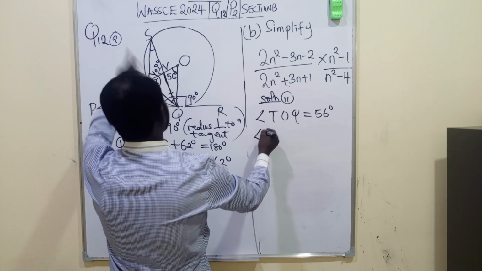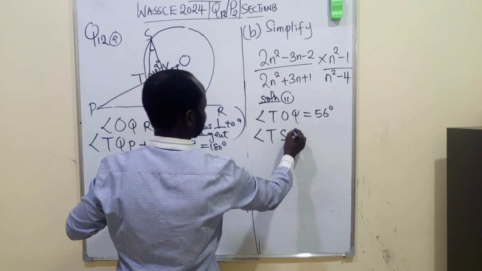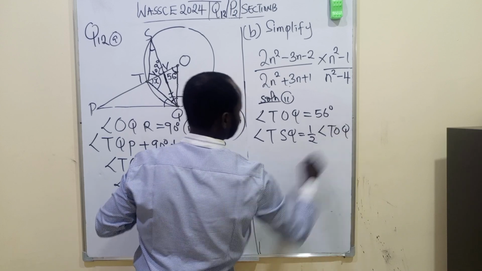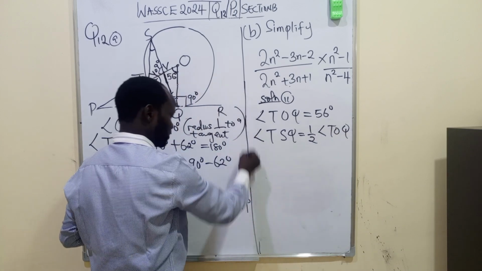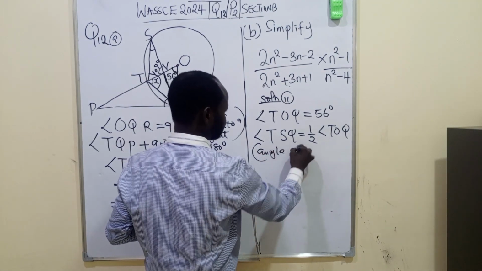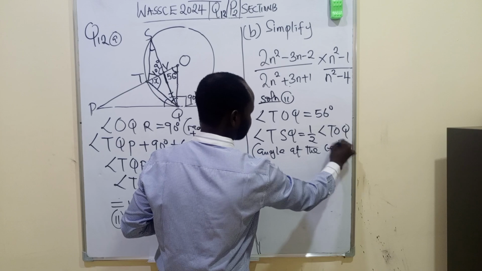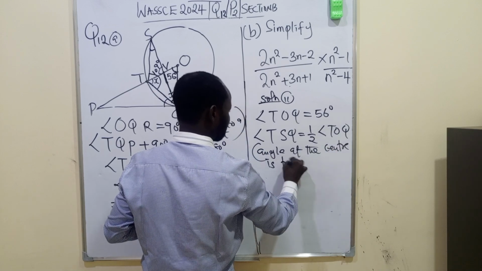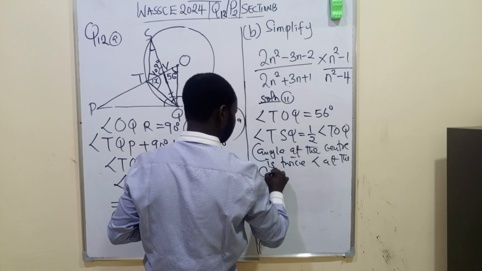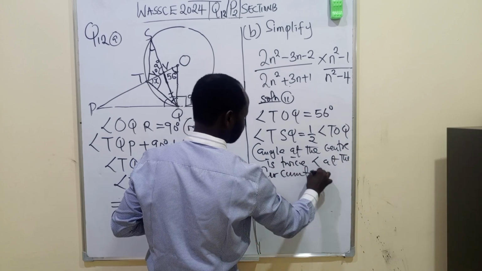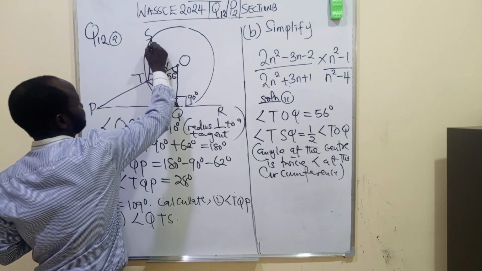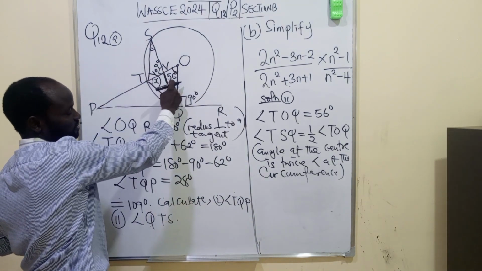So it means angle TSQ will be half of angle TOQ. Angle at the center is twice the angle at the circumference. That's the reason. So to find this angle here, we take half of the angle at the center here.